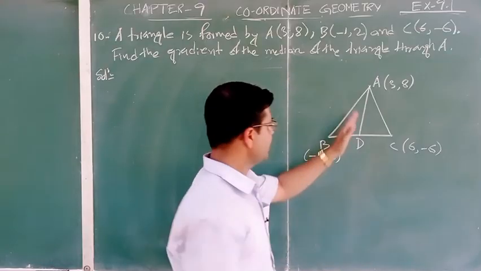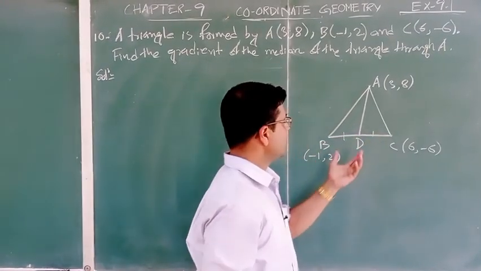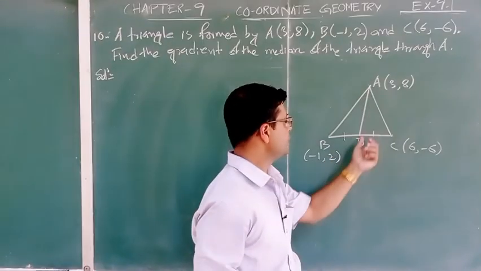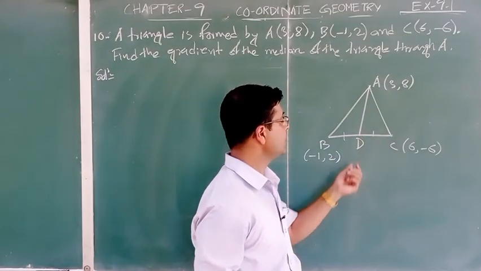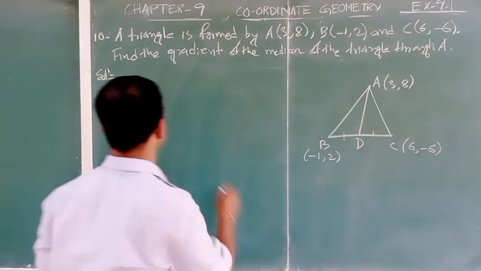What is a median? A line which bisects the base. That means these two are equal. That means D is the midpoint. Now we have to find the gradient of the line joining A and D. So how do we find it? For that we have to know the coordinates of D. As D is the midpoint, let us find the coordinates of D.